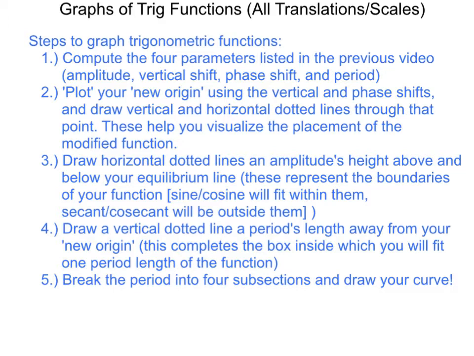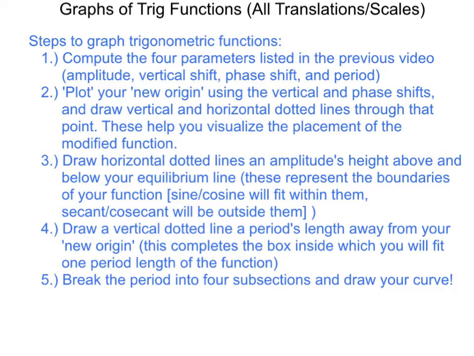So step number 1, compute the 4 parameters that were listed in the previous video. Before you do anything, find the amplitude, find the vertical shift, find the phase shift, and find the period of those trig functions. If you forgot how to do that, go back and watch the last few minutes of the previous video. Step 2, plot that new origin using the vertical and the phase shifts, and then draw vertical and horizontal dotted lines through them.